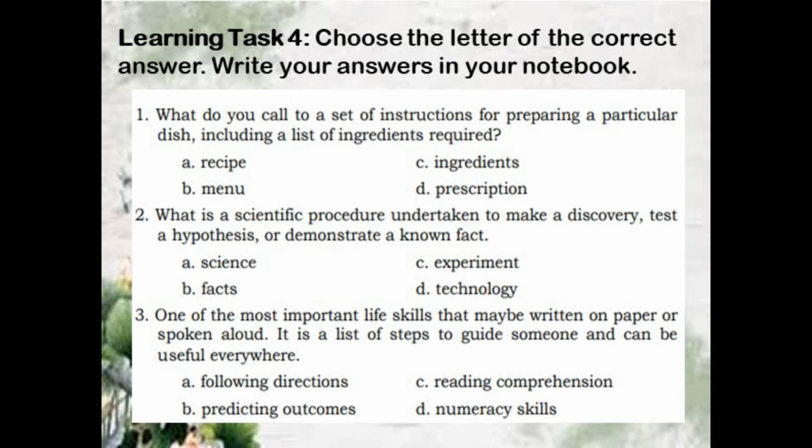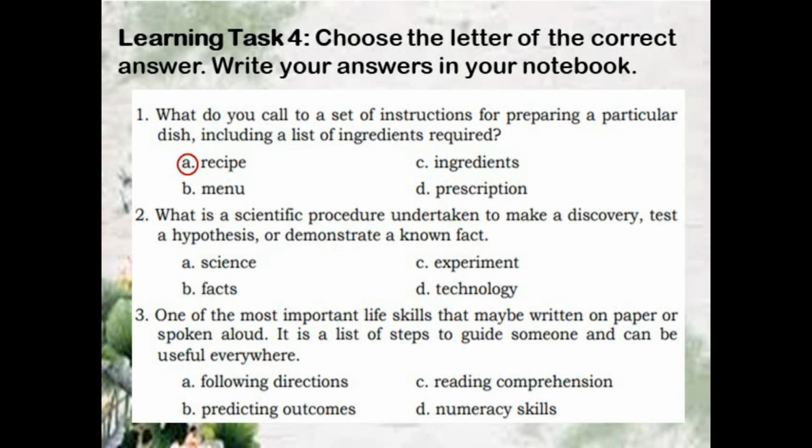I will give the answer in number 1 as your guide. The answer is letter A. Now it's your turn to answer numbers 2 to 3. Number 2, what is a scientific procedure undertaken to make a discovery, test a hypothesis, or demonstrate a known fact? A. Science. B. Facts. C. Experiment. D. Technology.